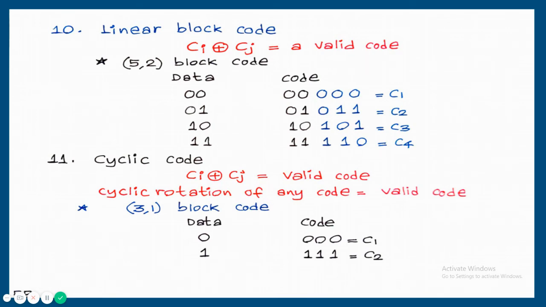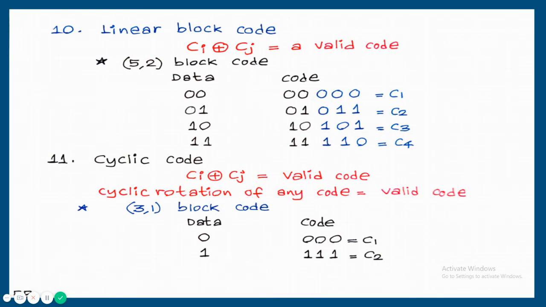Next, rotation. Here C1 and C2, there is no need to do the rotation because the bits are same. After rotation also, we will get the same answer. So both properties are satisfied. So the given 3,1 block code is a cyclic code. At the same time, the 3,1 block code is a linear block code also.